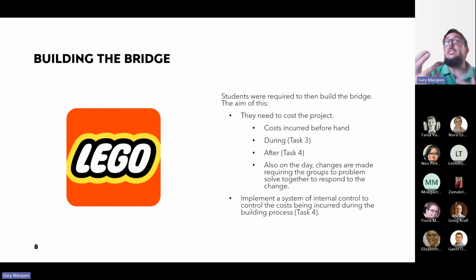During the build, they were physically building the bridge now, and as they're physically building this bridge and putting it all together, they're seeing these concepts of costing as well as cost control, which is something that's taught in auditing, where you've now got to manage, you're incurring these costs.